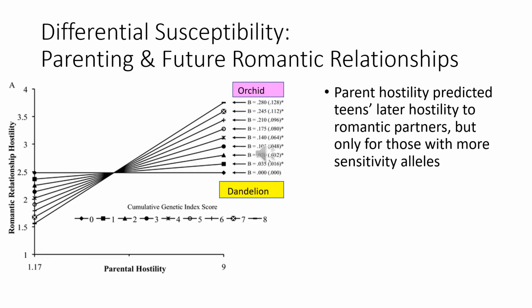Dandelions, you can see there, not so much. It was the true dandelions who had 0 plasticity alleles, who didn't have any correlation between parental hostility and romantic relationship hostility. So if parental hostility was really low or really high, it didn't matter. They were just in the average for romantic relationship hostility.